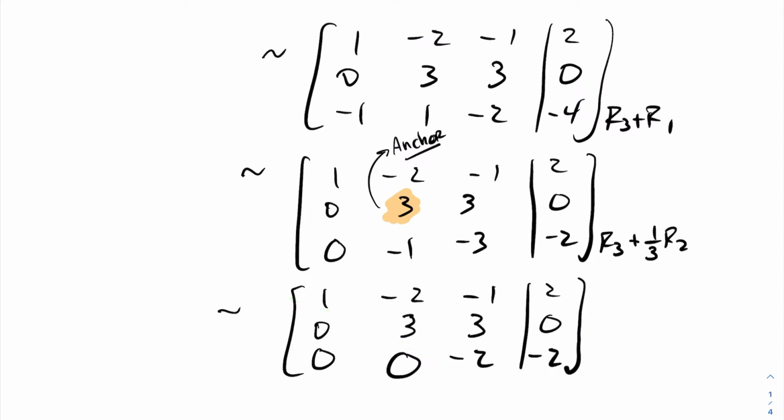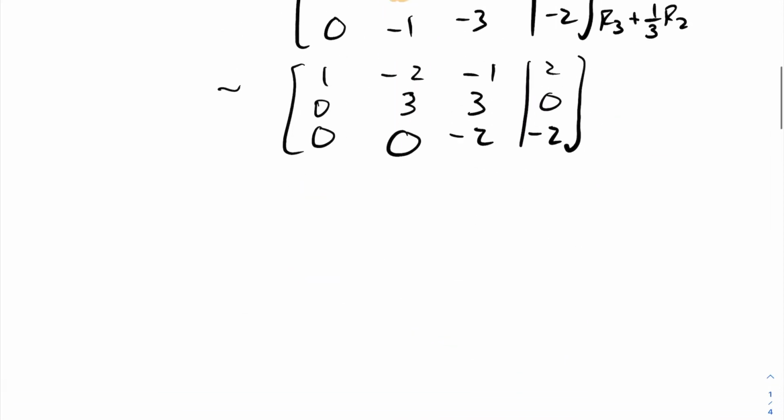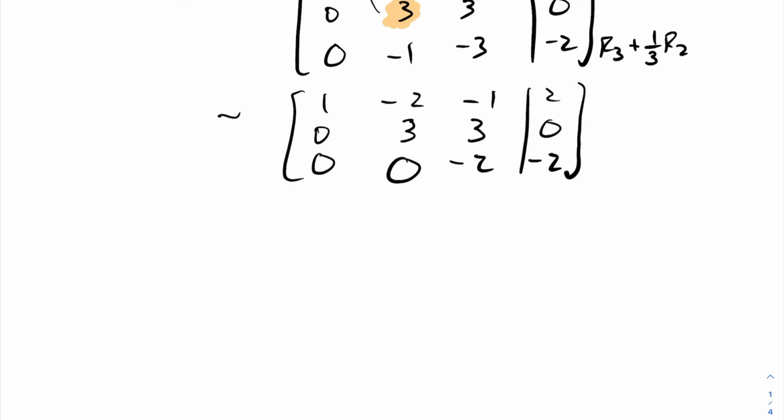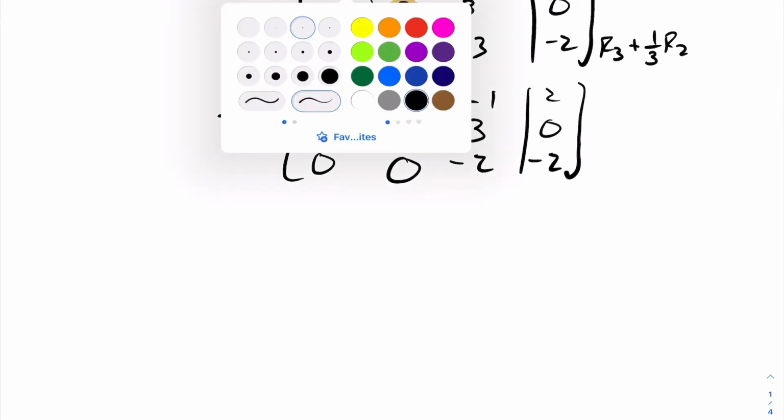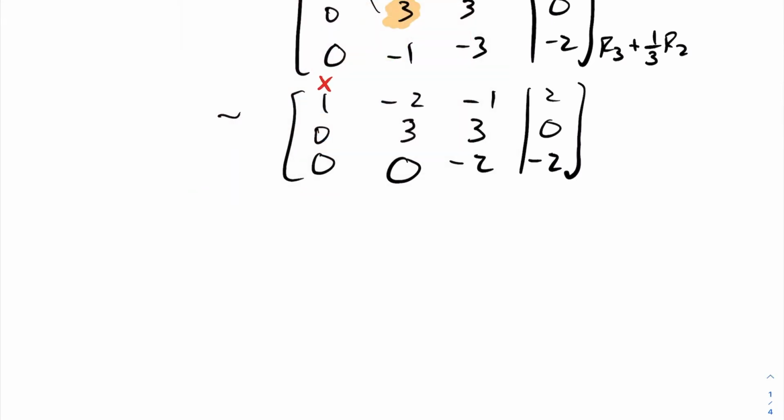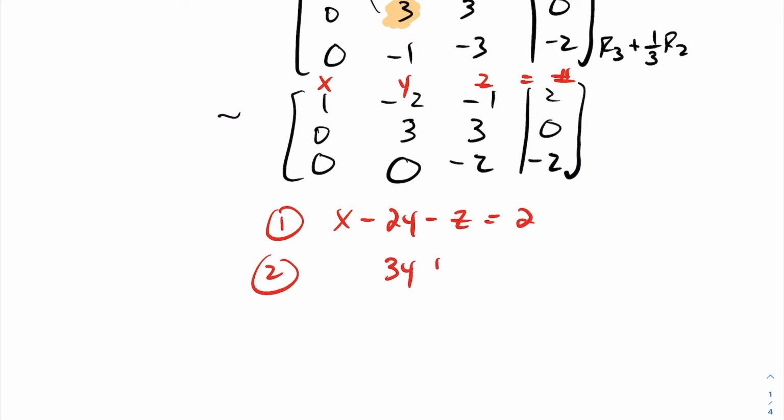We're now upper triangular. So now we can convert this back to our system of equations. My first column represents my x's, my y's, my z's, my equal sign, and then my numbers. So converting this back to an equation, equation 1 is now 1x minus 2y minus z equals 2. Equation 2 is now 3y plus 3z equals 0. And equation 3 is now minus 2z equals -2.